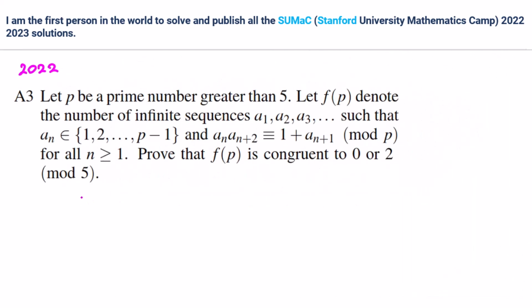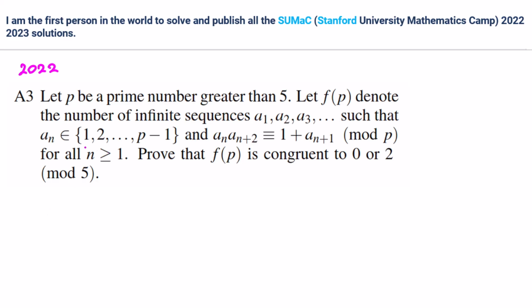I'm still taking a minute. I think I understand. Let me tell you what I understand, and maybe you can tell me if I'm right or wrong. Okay. So P is any prime number greater than 5. F of P denotes the number of... When we say sequences, are we saying numbers that are in immediate succession?